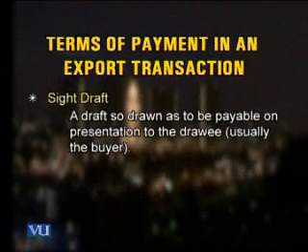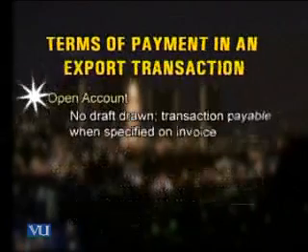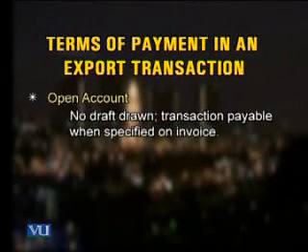Then payment can be through a sight draft. That means if the shipment has been done and the draft is presented to the importer, then the importer will make the payment. If it's a time draft, that means it will be paid after a certain time when the importer is presented with the draft document. If it is an open account, that means the payment will be made as mentioned on the invoice. If it is 30 days, 40 days, the payment will be made according to the invoice. But if it's on a consignment basis, that means the payment will be made when the goods are sold.